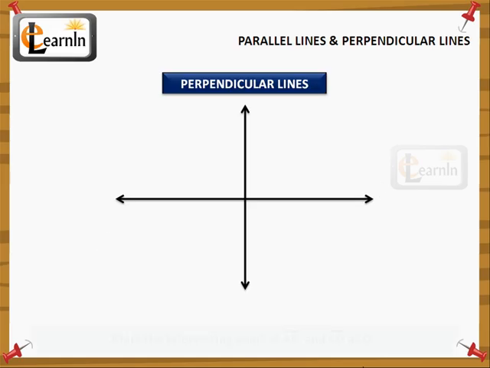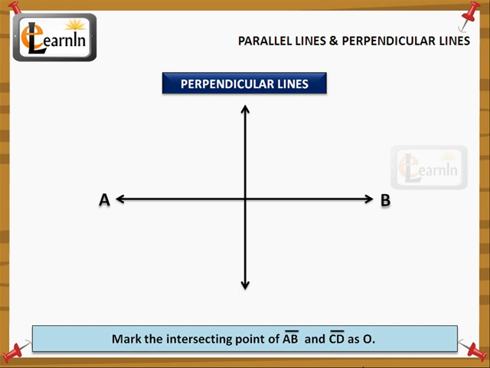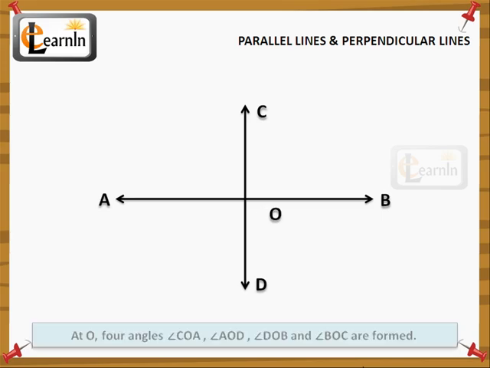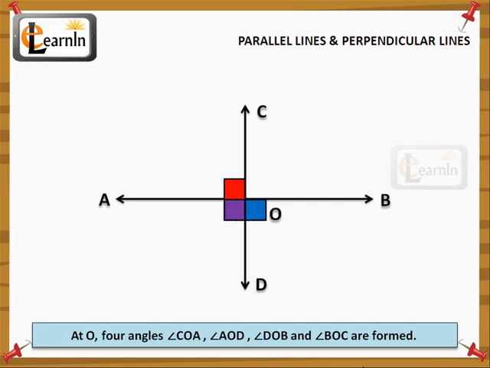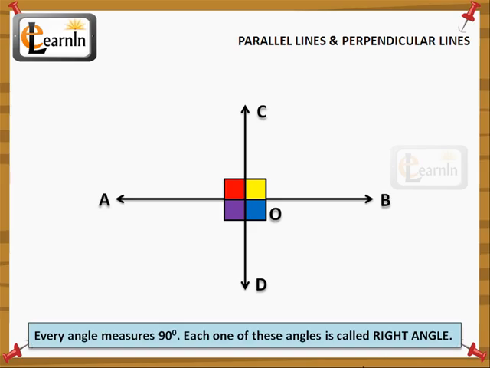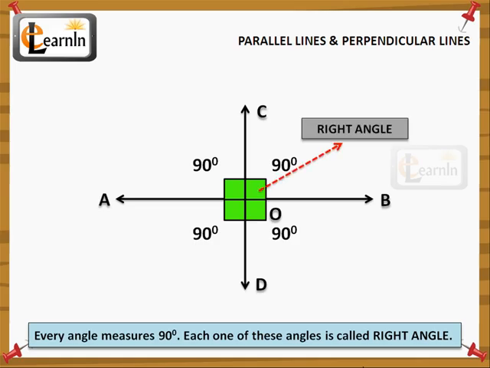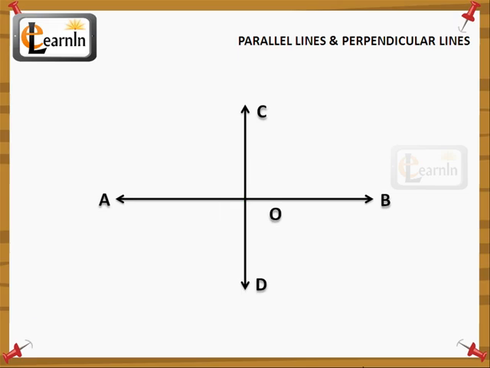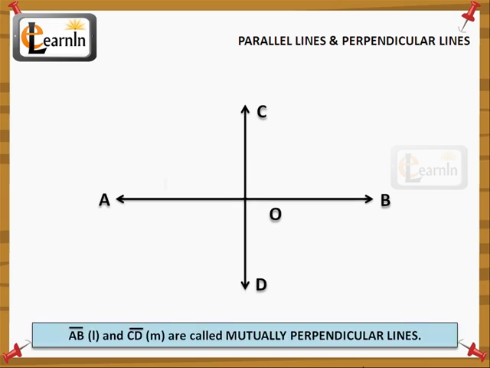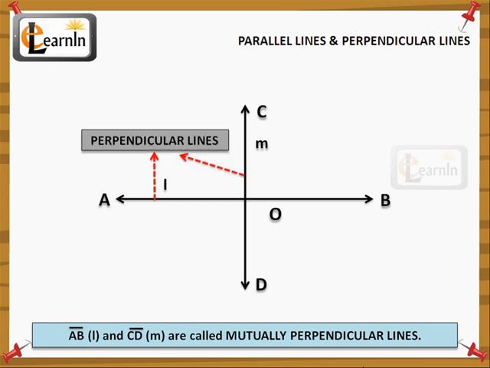Now for perpendicular lines. Let's consider the lines AB and CD shown here. If we mark the intersecting point of AB and CD as the point O, at O, the four angles, angle COA, angle AOD, angle DOB, and angle BOC are formed. If we take a protractor and measure these angles, we're going to find that each of these angles is 90 degrees, and each of these angles is a right angle. With this property, AB, or line L, and CD, or line M, are called mutually perpendicular lines.